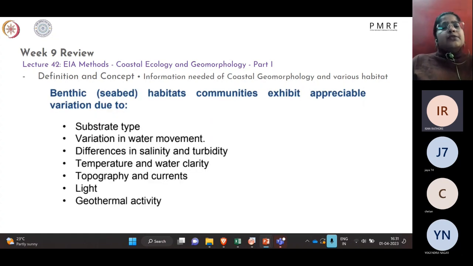And in terms of other information that you need for doing a coastal geomorphology EIA, you need to understand the seabed habitats, which exhibit variation because of the substrate, the water movement, the salinity or the soil content present in the waters, the turbidity or the clearness of the water, or how muddy it is, the temperature and water clarity, topography and the currents, the light, whether it reaches the bottom layers or not, and if it's affected in the winter period as well, and then the geothermal activities, that is the warming up of these waters because of the earth temperature rising.